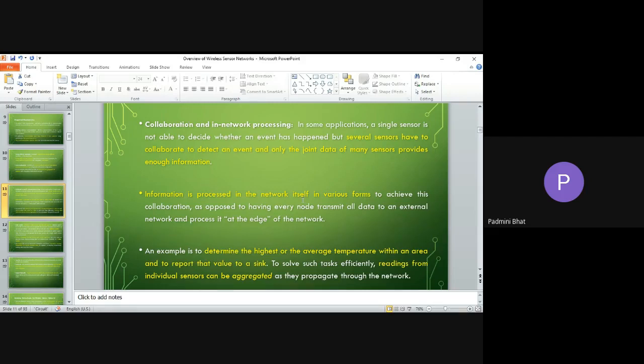Information is processed in the network itself in various forms to achieve this collaboration, as opposed to having every node transmit all data to an external network and process it at the edge of the network.